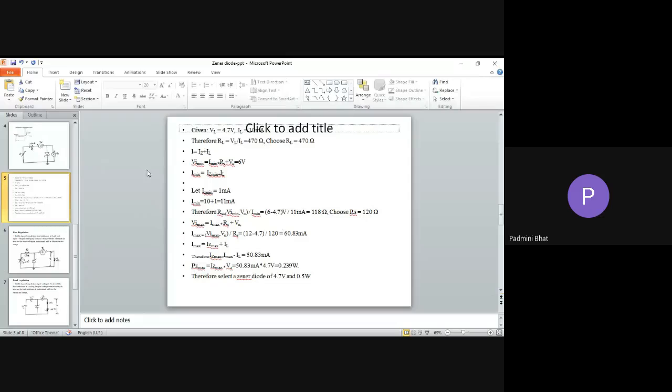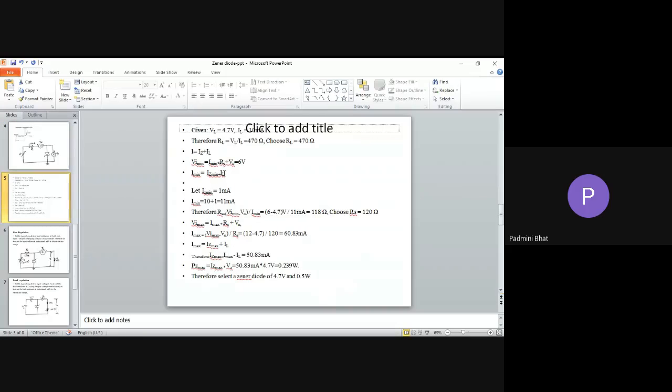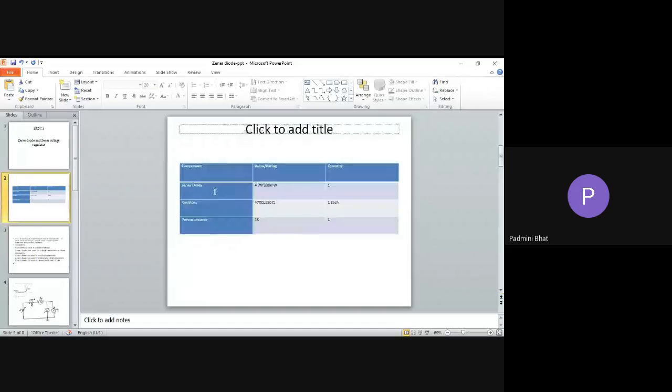Okay. Now, actually, how to design this Zener diode? We are designing it for 4.7 volts. If you see here, let me show you the specification and we'll get to know. We want a Zener diode of 4.7 volt, 500 milliwatt.